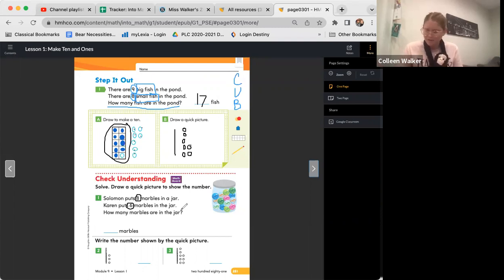How many marbles are in the jar? All right, my friends. Why don't we fill up a little 10 frame to figure out what our quick picture should look like. You ready, friends? Let's do it. So how many marbles did Solomon put in the jar? 8. Can you count to 8 with me? 1, 2, 3. I'm pretending I'm filling up a 10 frame. 4, 5, 6, 7, 8.